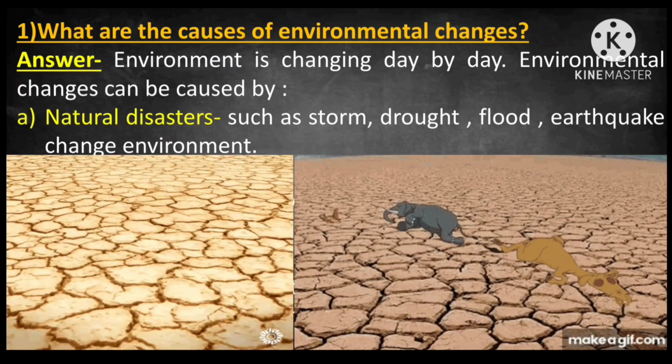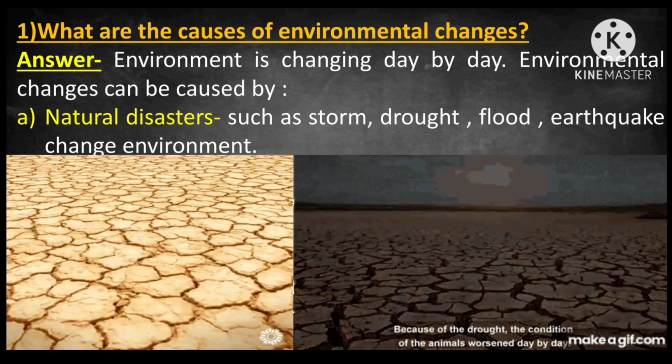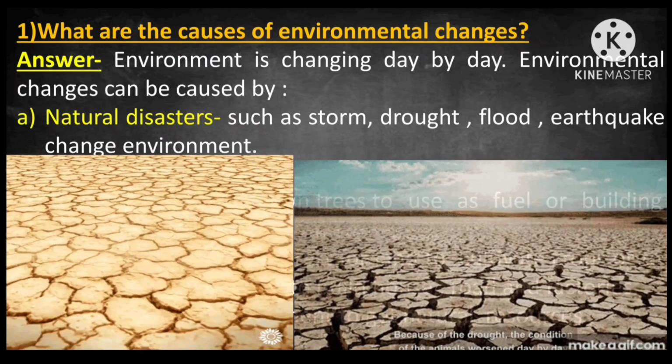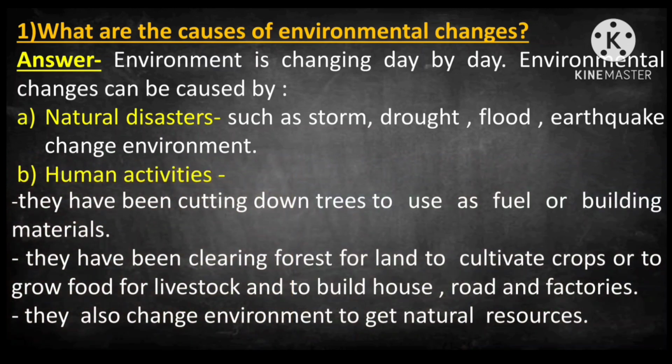Okay, so next reason is human activities. What are the human activities that are changing our environment? See, we are cutting down trees. What is the purpose? Why are we cutting down trees? Because we need fuel, we want to make furniture, we want to make buildings. That's why we need wood, and we cut down the trees. And you know how important trees are for our environment. So this is one of the human activities that is changing the environment.